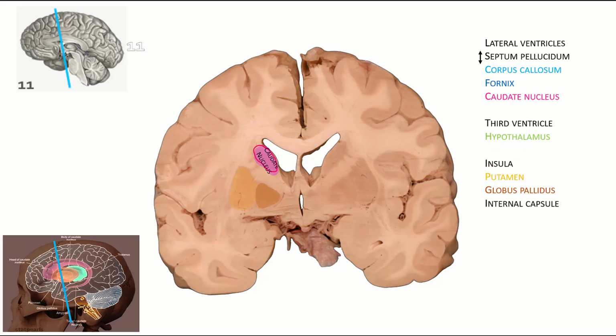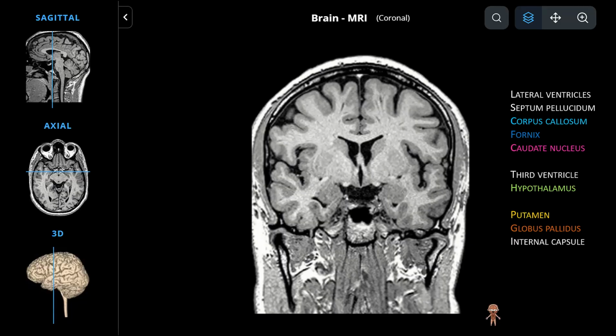We have the caudate nucleus, which is now getting smaller as we move posterior. We have the putamen as well as the globus pallidus. And then we have the internal capsule that's between the caudate nucleus and the putamen and globus pallidus. Again with the corpus callosum and septum pellucidum, as well as the fornix, and the hypothalamus, and the third ventricle located there, as well as the insula. Now let's see if we can find these on imaging.